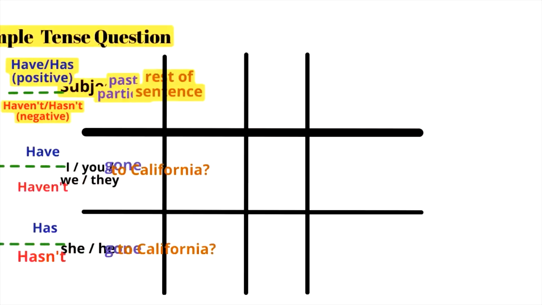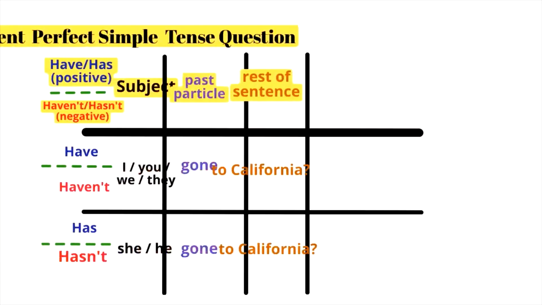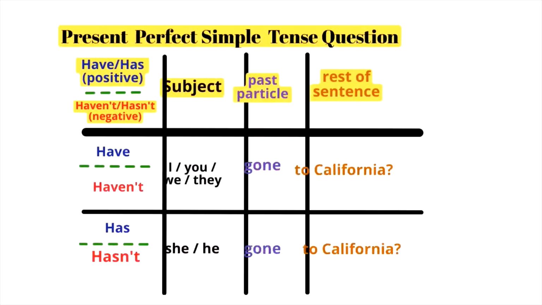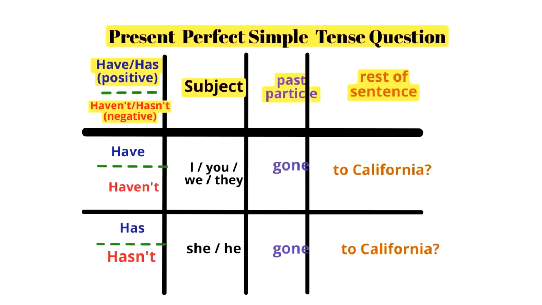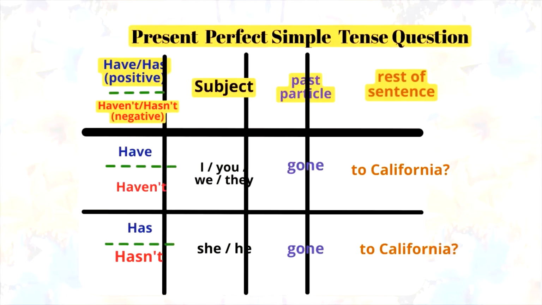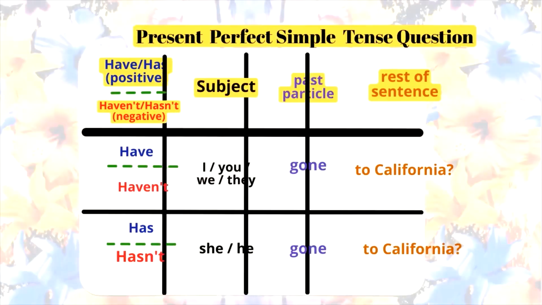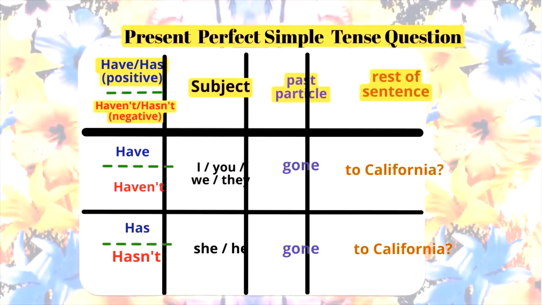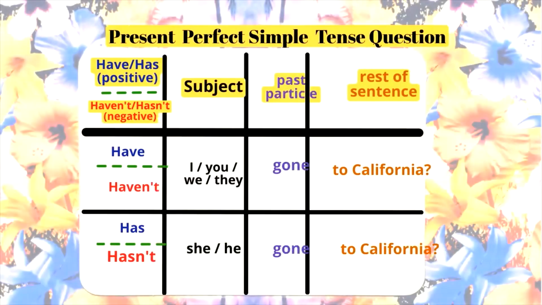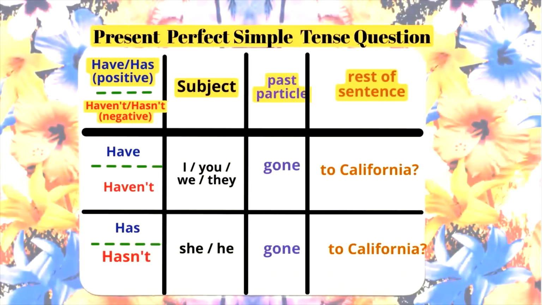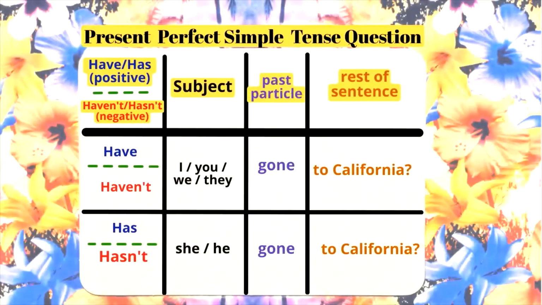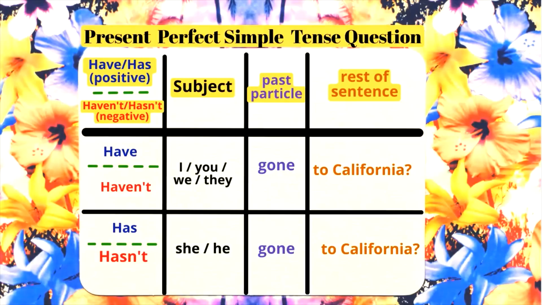We will start by looking at how to form a present perfect simple tense question. So if it's a positive question, we use have or has plus the subject plus the past participle plus the rest of the sentence. For example, have I gone to California? Have you gone to California? Have we gone to California? Have they gone to California?